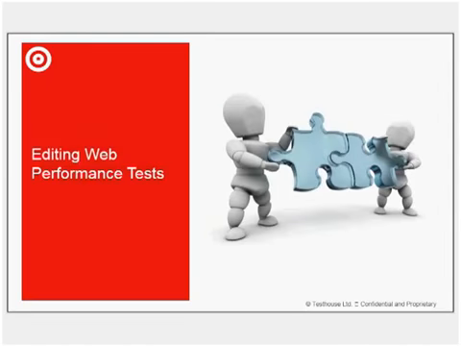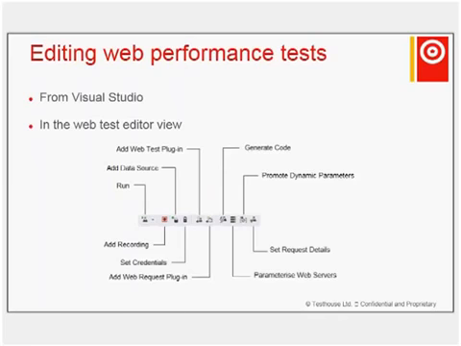So, editing the web performance test. In the web performance test editor, you have a number of options. You've got the run option. And if I just underline them as I'm going along, you've got the run option. You've got the add web recording option.